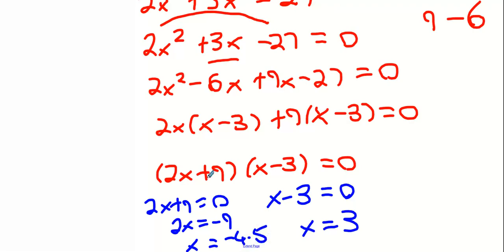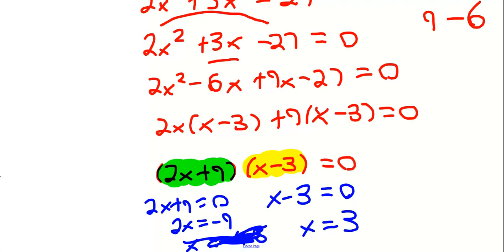Minus 4.5. 2x plus 9. So remember what we said. Can't be minus 4.5. Two numbers are responsible for making it equal to 0. So one answer is not allowed. Minus 4.5 is not allowed. So the answer we're going to use is 3.